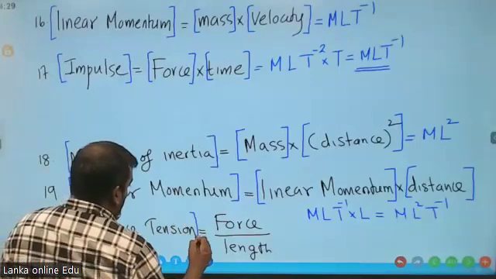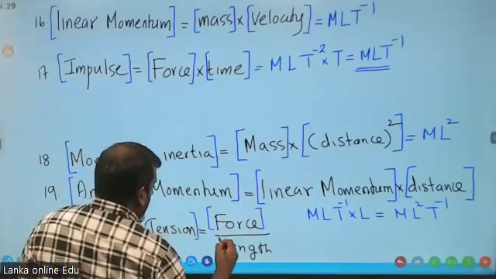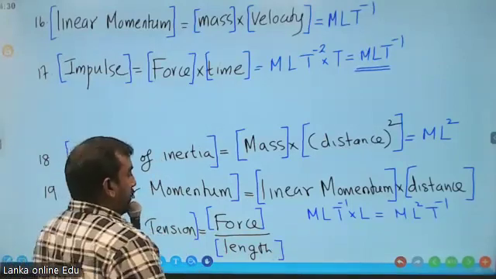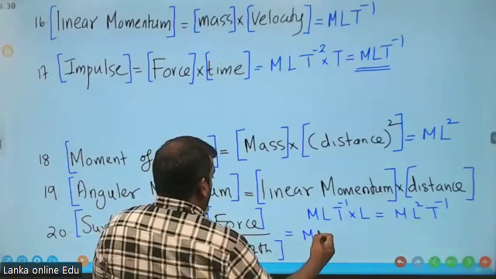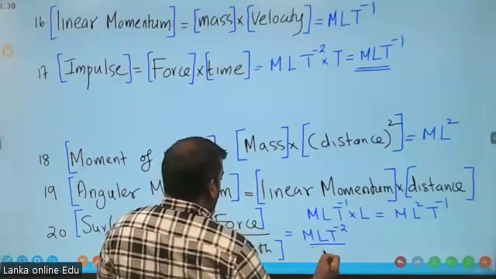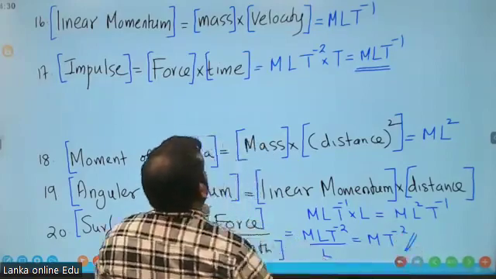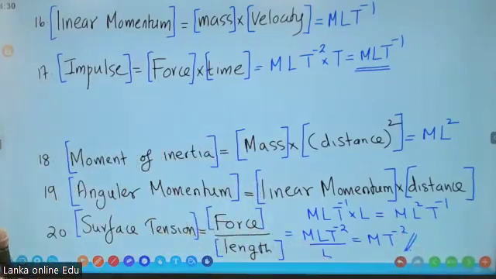Surface tension is force divided by length. Force is going to be what? MLT minus 2 divided by L. MT minus 2. There you go. MT minus 2.